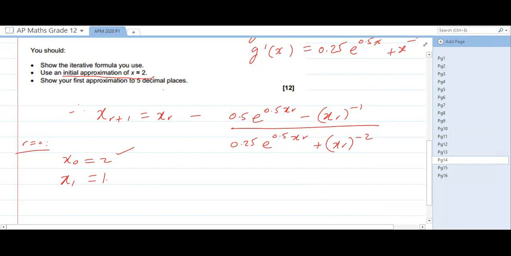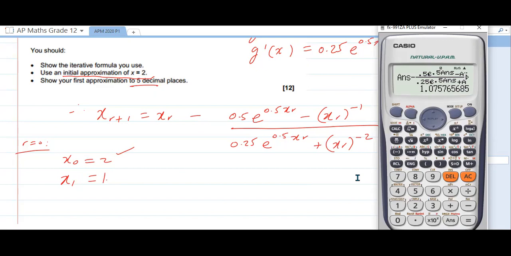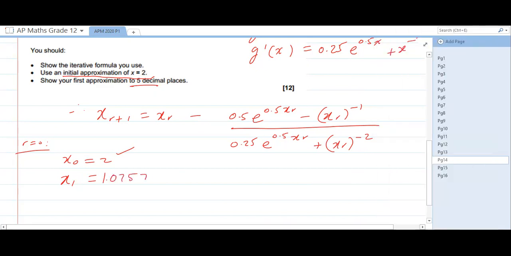Okay, so we want 5 decimal places, not the full. So x1 is 1.07577. Now if you substitute this into the next one, we will get x2. In other words, r was 0, now r is equal to 1. So we're recovering x2 by substituting x1 in here.